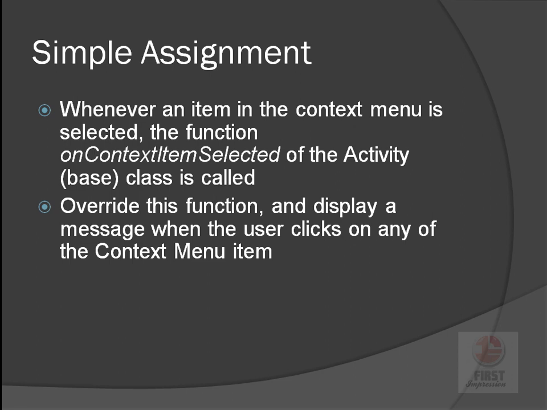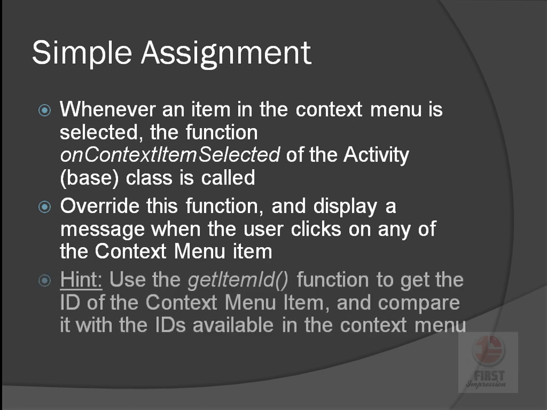You have to override this function and display a message when the user clicks on any of the context menu items. In our case, we had 4 items: add, update, delete, select. You can just override this function and compare the ID of the item and check if the ID was insert, update, delete or select. If any of the IDs was found, you can just toast a message that you clicked on this particular item. I am also giving you a hint that you have to use the getItemId function to get the ID of the context menu item and compare it with the IDs available in the context menu.